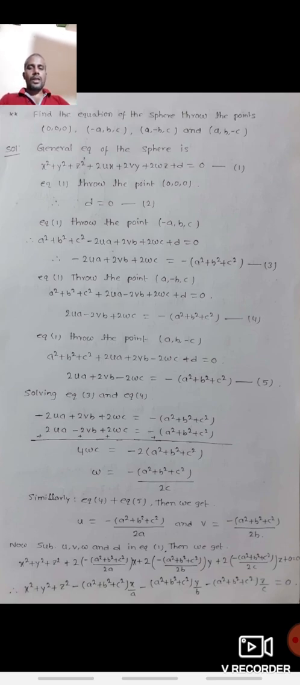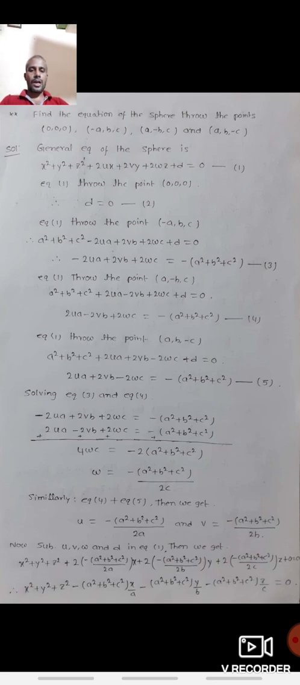Similarly, equation 3 is also passing through the fourth point. Here the fourth point is (a, b, -c). So we can substitute the values in equation 1. We get 2ua + 2vb - 2wc = -(a² + b² + c²), which is equation 5. Now solving equation 3 and equation 4.